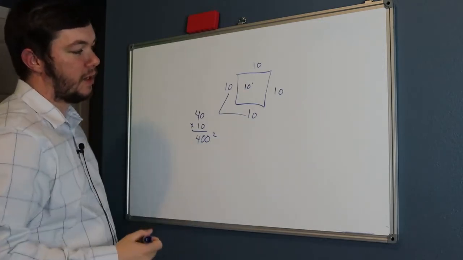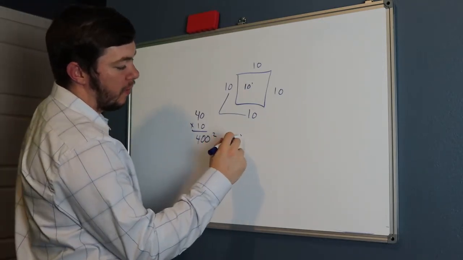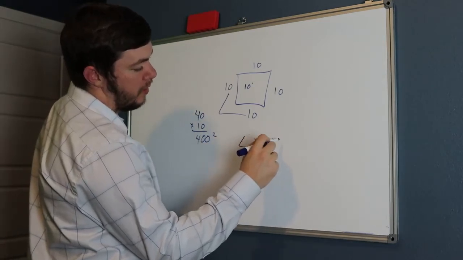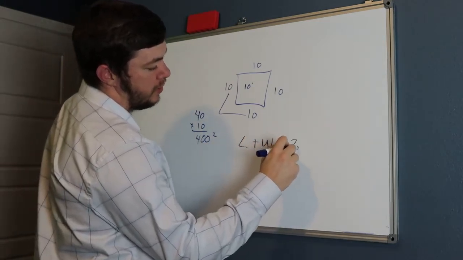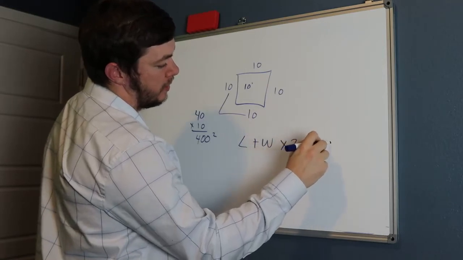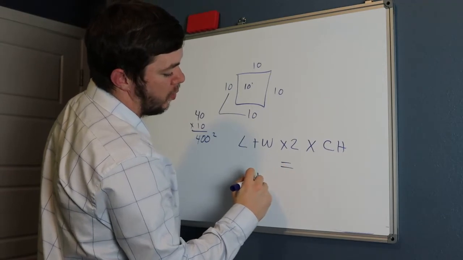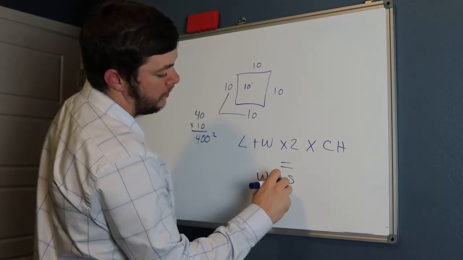And you can obviously replace these numbers with anything else. So your formula is going to be length plus width times 2 times ceiling height. And that's going to equal wall square footage.